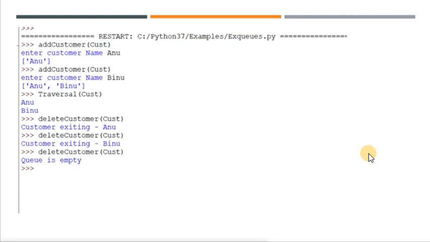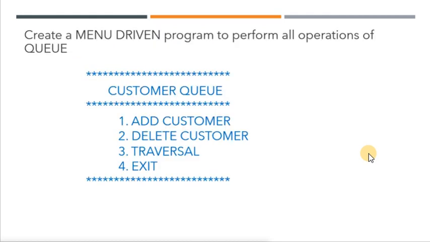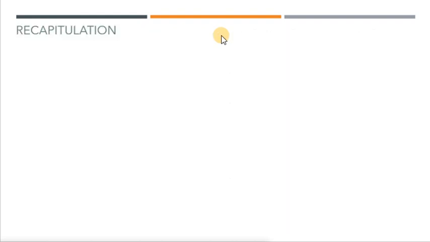Now it's time to give you an assignment. You're going to collect all these functions and put together to create a menu driven program to perform all the operations of the queue. Fine. Hands-on experience is very important. Make sure that you do it and get the experience of creating queues. So that comes to the end of this session, but before we leave, as usual, it's time to recap.